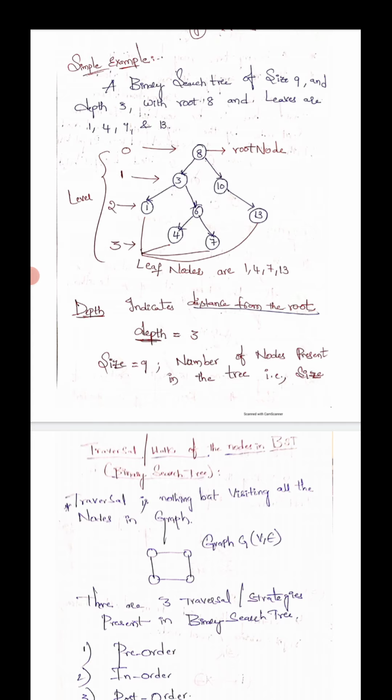Here let us consider the binary search tree. First of all, what they gave in the question: the root node is 8. 8 is the root node. For the left subtree I have to assume 3, and for the right subtree I have to assume 10. And the leaves given in the question are 1, 4, 7 and 13. Let us consider the root node is greater than the left child.